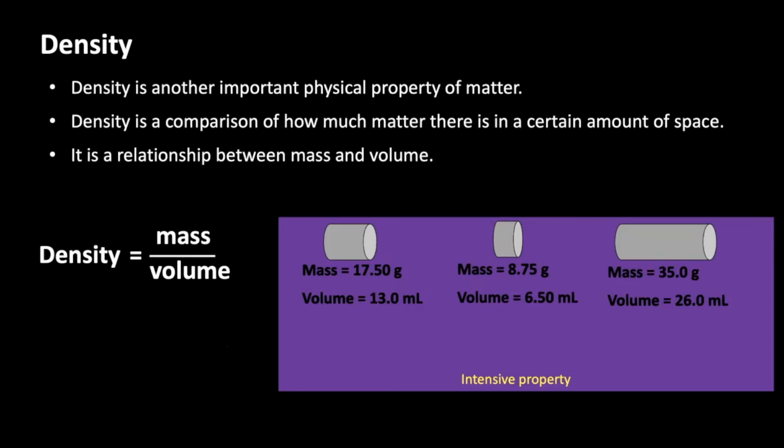Density is another important physical property of matter. Density is a comparison of how much matter there is in a certain amount of space. And density tells us a relationship between mass and volume. Now, density is an intensive property. So if we look at these pictures, they all have different masses and different volumes, but they'll all give the same density. That's a property of that material or substance.